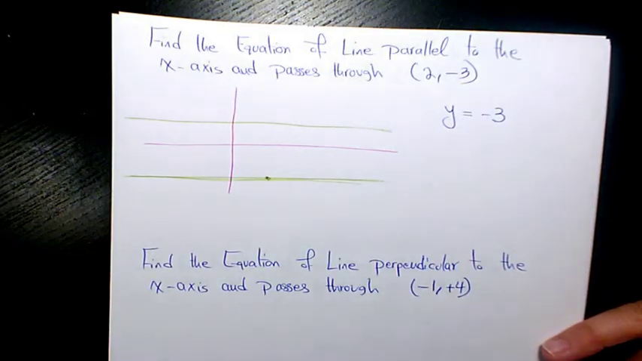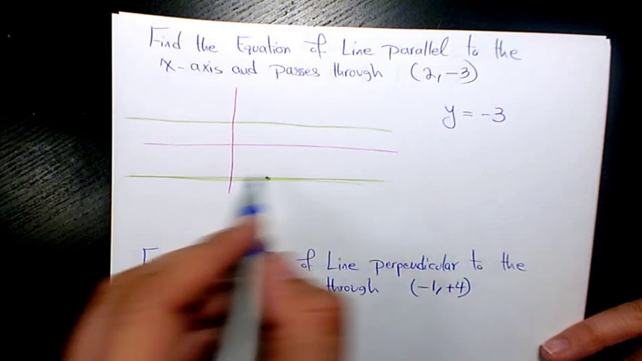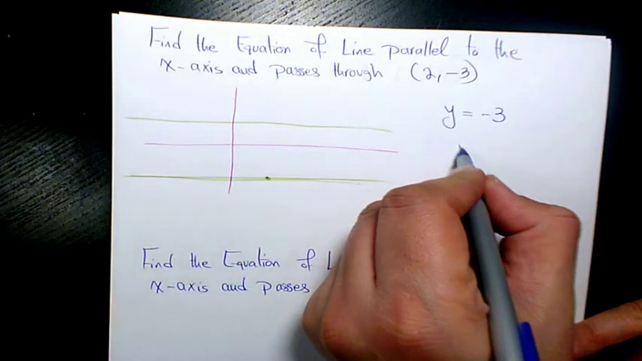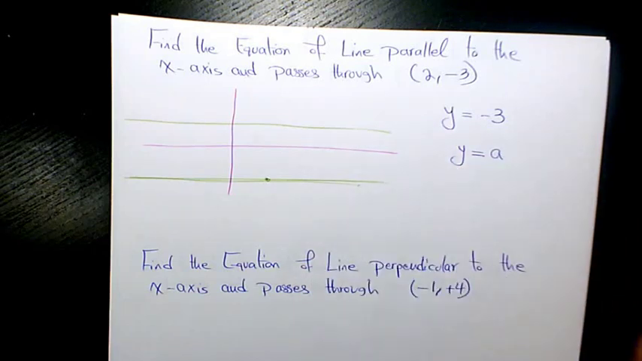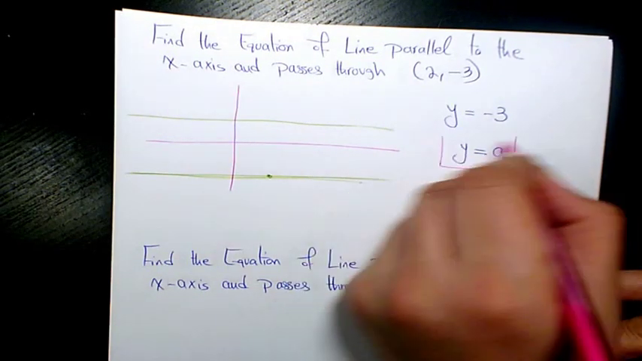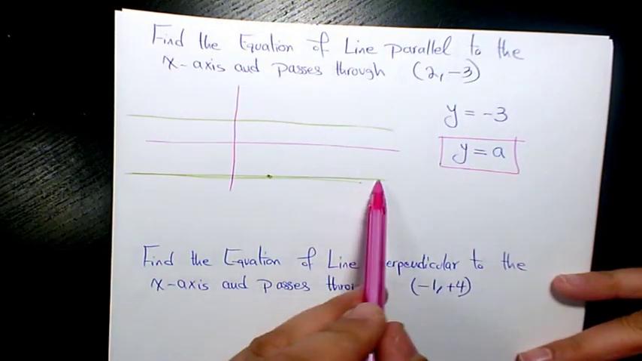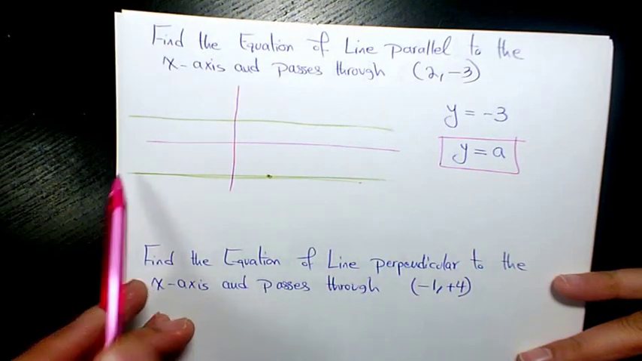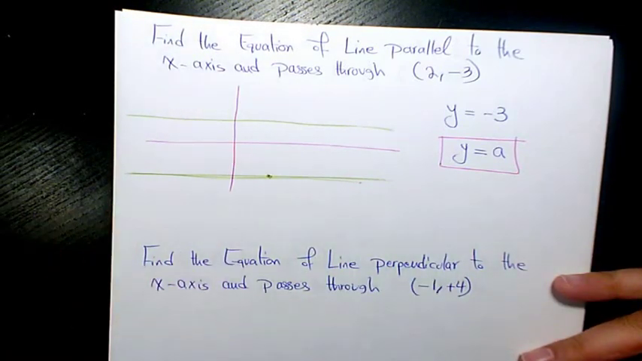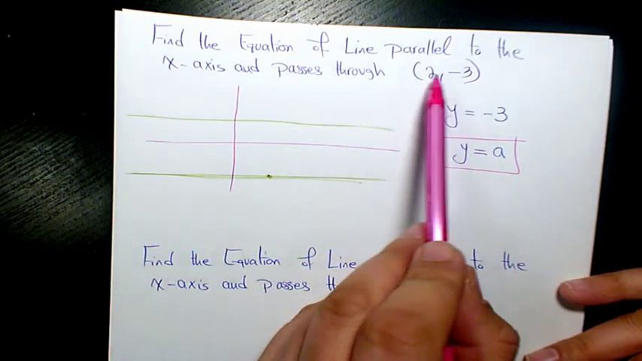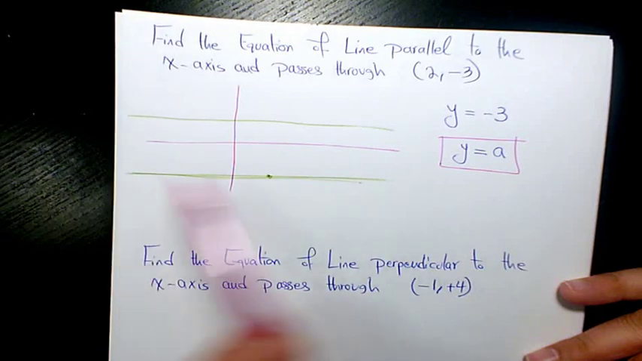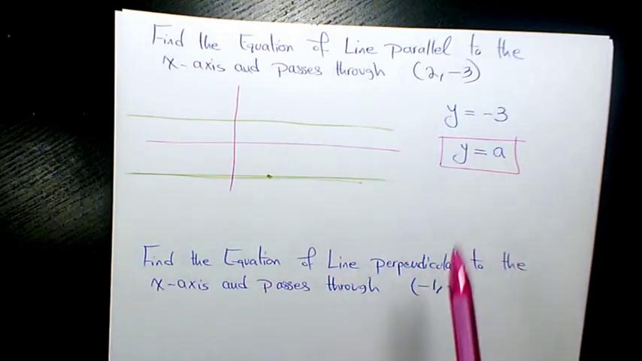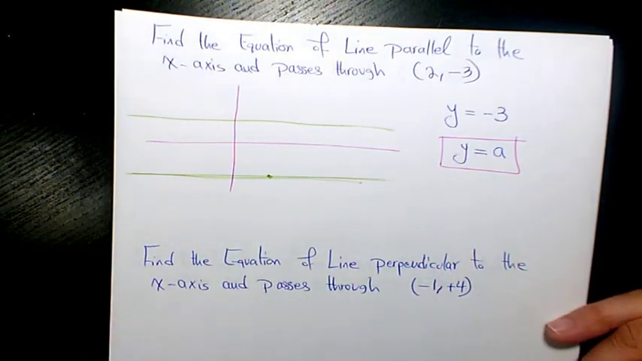That's the special case. When we are dealing with a horizontal line, the equation of the line is y equals a constant number. It can be y equals negative 3, y equals negative 1, y equals positive 5. But in this example, since it's passing through the point (2, negative 3), the equation is y equals negative 3.